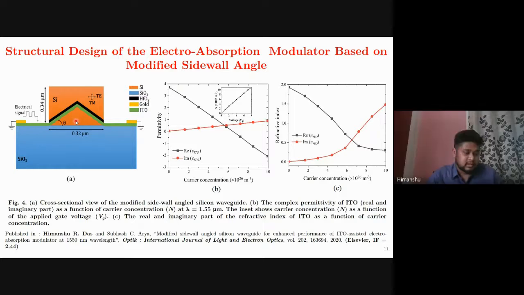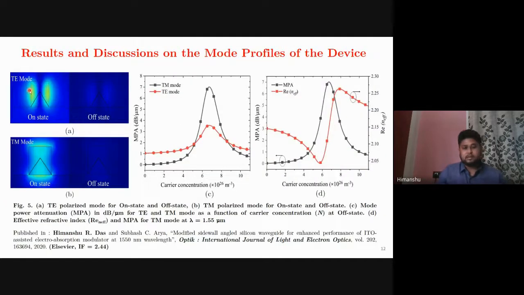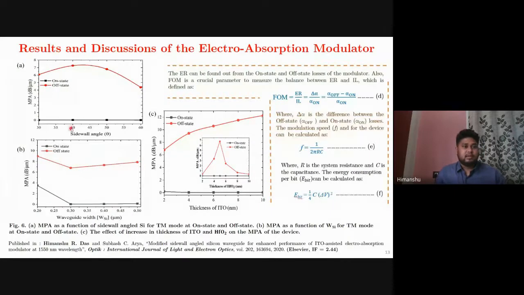Yes, sir. So here what we are doing is that we are optimizing the structure of the device in terms of waveguide width or waveguide length. Here we can see we are optimizing our device structure in terms of sidewall angle, waveguide width, thickness, and waveguide height. From here we are calculating the off-state and on-state loss. The off-state loss means whenever we are applying a potential, absorption occurs in the waveguide.